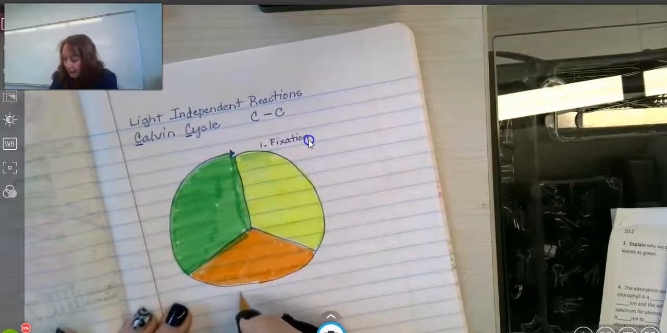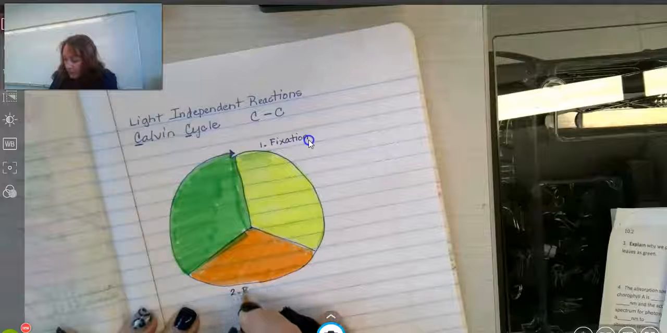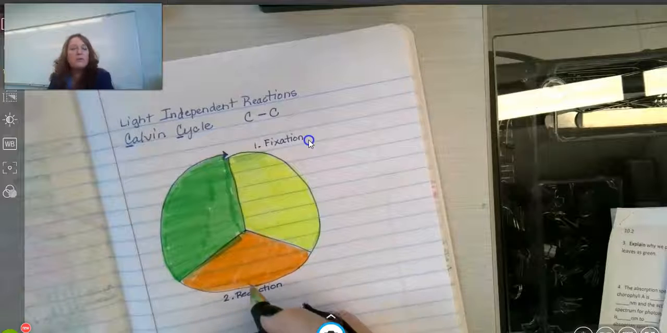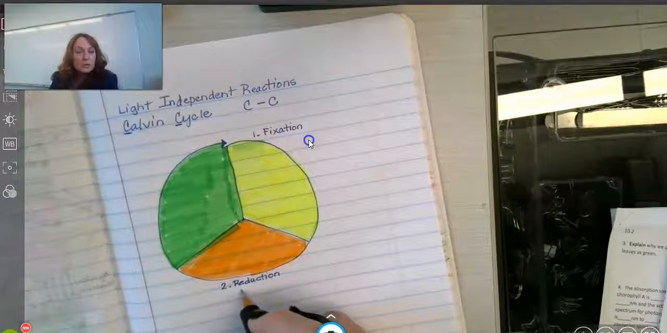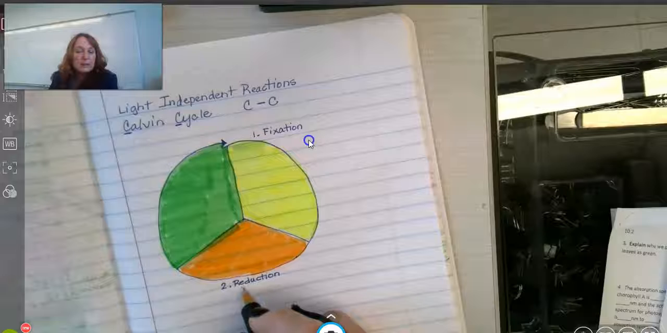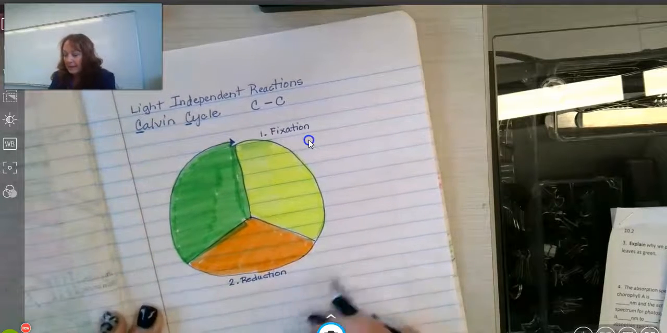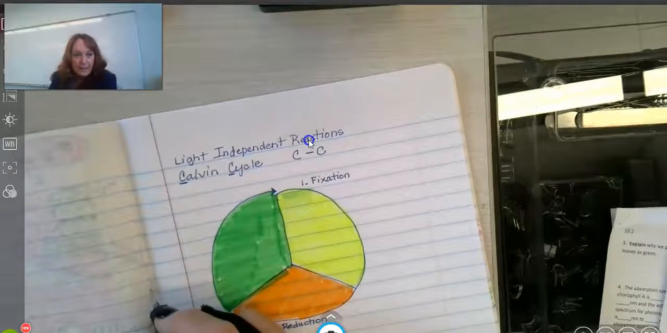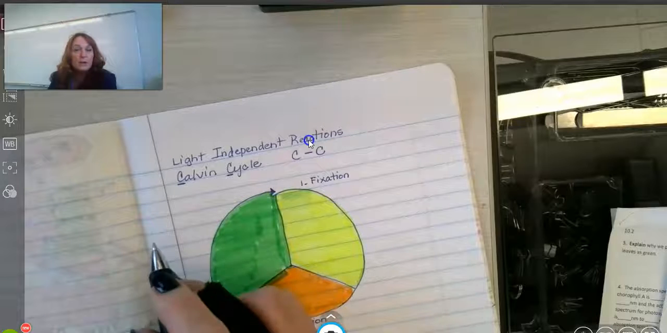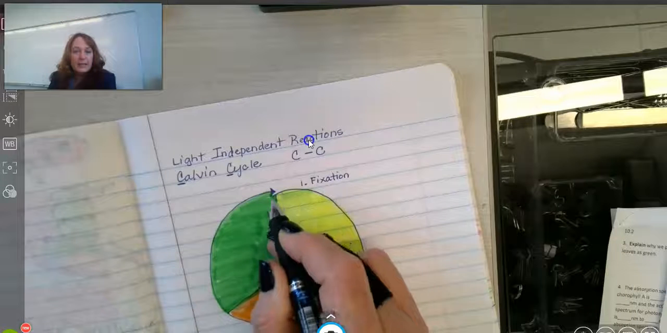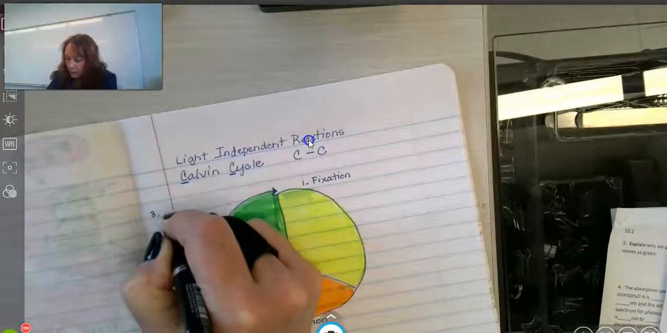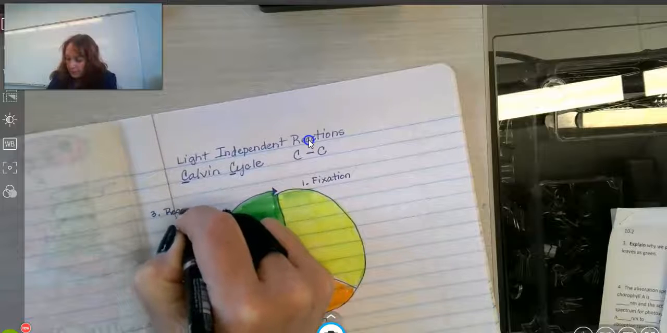Then, secondly, you have reduction. So this word now should be common to us. This is where the electrons are going to come in, because something will be reduced by gaining electrons. The last step, because it's a cycle, is you've got to remake whatever you started with. You've got to regenerate that initial precursor beginning molecule. So this is called regeneration.